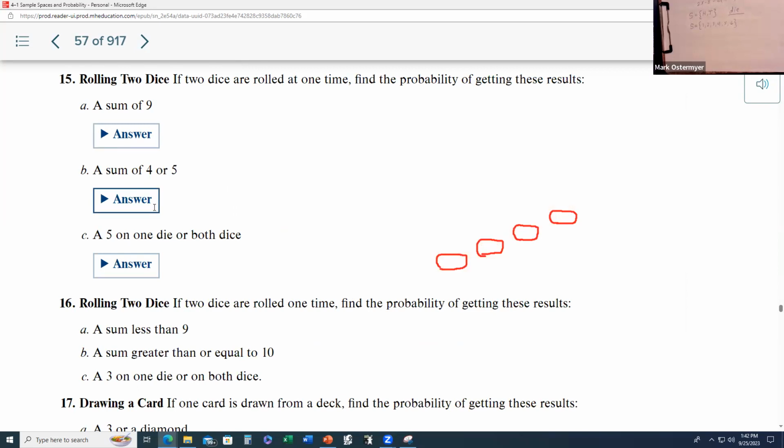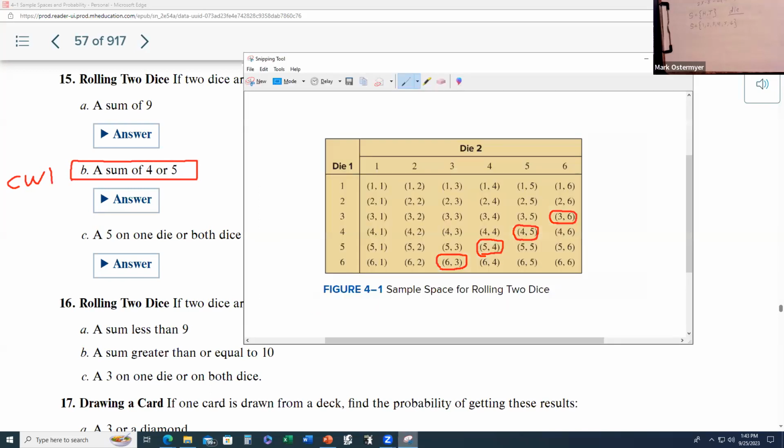All right. Now, I want you to do this one for classwork number 1. 1B: What's the probability of rolling a sum of 4 or 5? Let me put this back here and erase these. All right, ladies and gentlemen, classwork number 1. Compute the probability of rolling a sum of 4 or a sum of 5. We'll call that classwork number 1. Go ahead and do that.